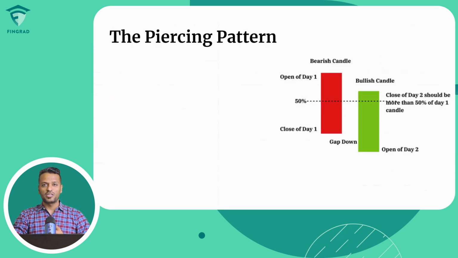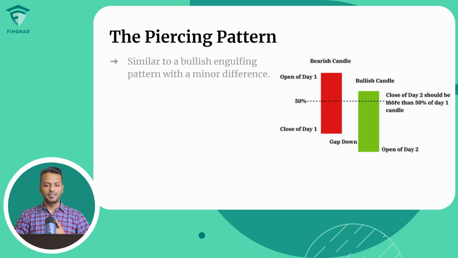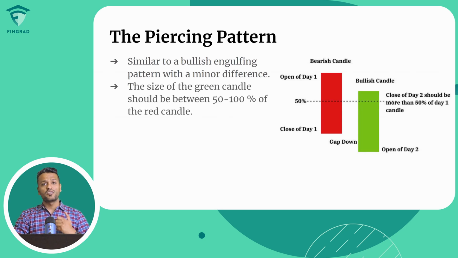The next pattern I'll be talking about is called a piercing pattern. This is actually, you can say, a mini form of bullish engulfing candle. It is very similar in nature. The prior candle is red and the next candle is green, but there's a small difference. What is the difference? The size of the green candle.